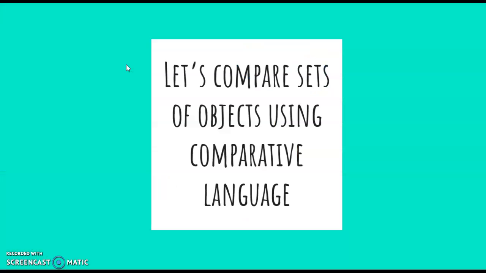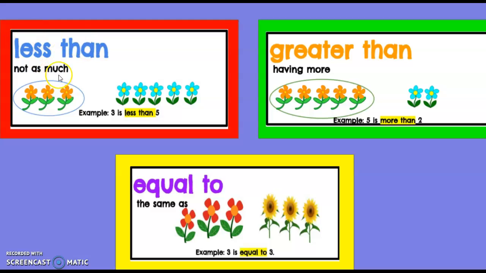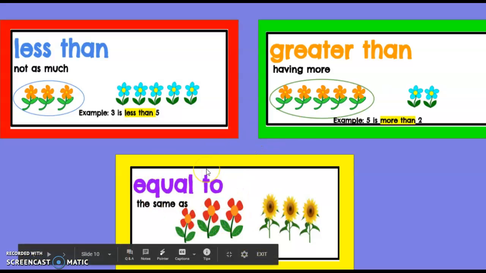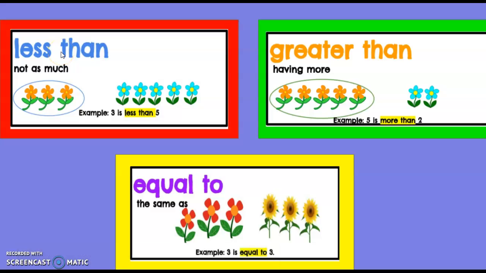All right, now we're going to practice comparing sets of objects using comparative language. I put our vocabulary on cards. Less than will be on a red card, greater than will be on a green card, and equal to will be on a yellow card. Remember, less than means not as much, and they circled the picture that's not as much. Greater than means what?